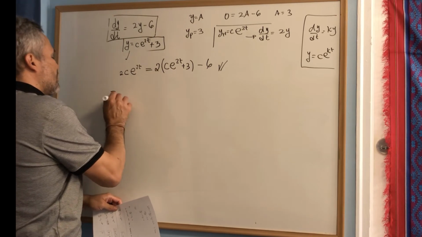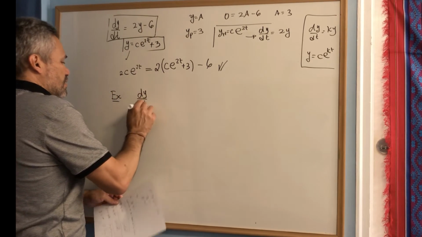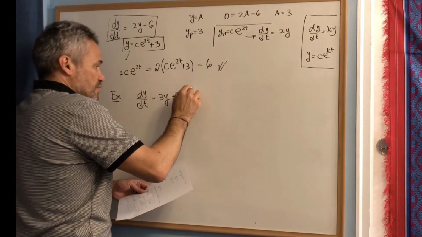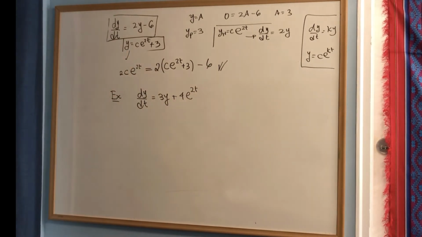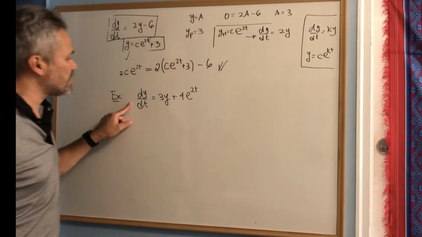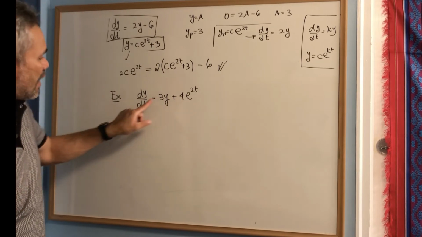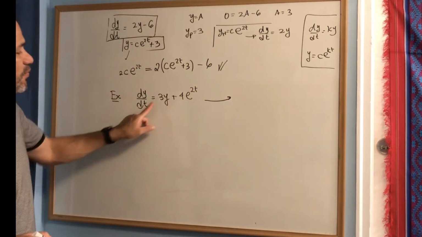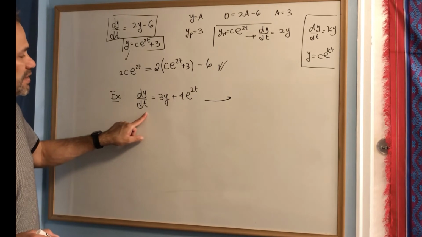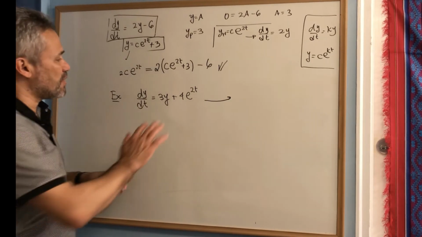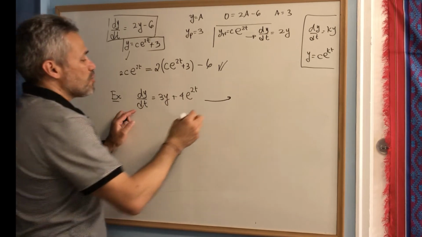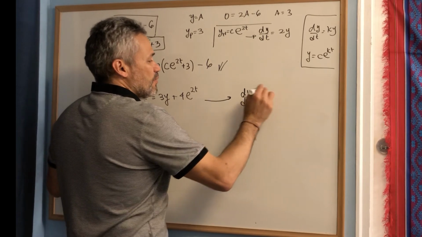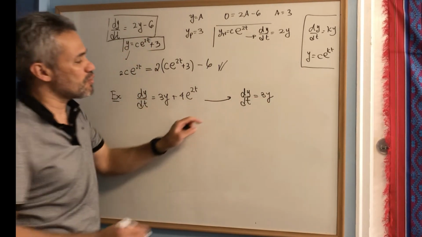Let's think about an example: dy/dt equals 3y plus 4 e to the 2t. And what we're going to do, the difficult part, is to find a particular solution of this. What is the homogeneous equation associated with this non-homogeneous equation? Which one is the non-homogeneous part? The non-homogeneous part is this one. Then the homogeneous equation associated with this non-homogeneous equation is dy/dt equals 3y. And what is the solution of this homogeneous equation?